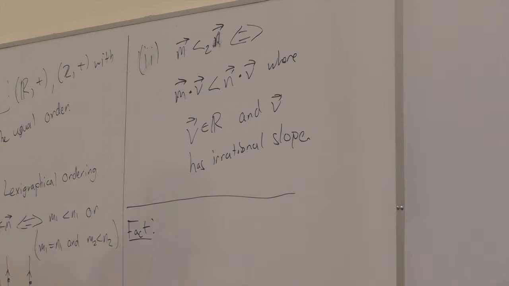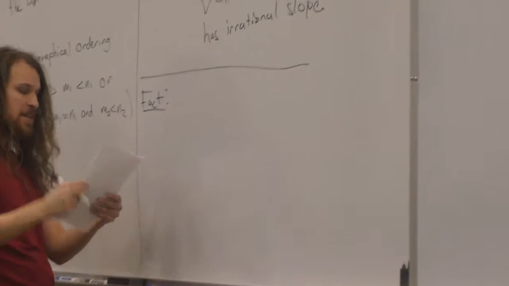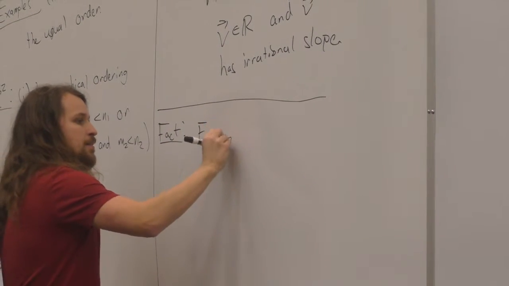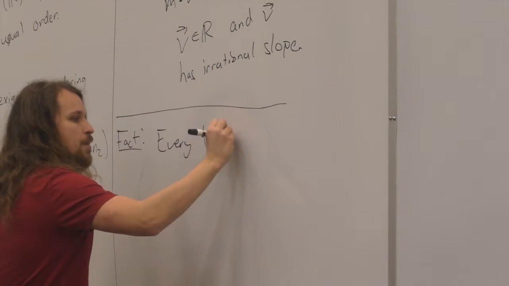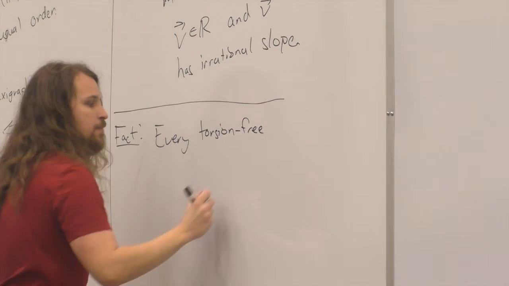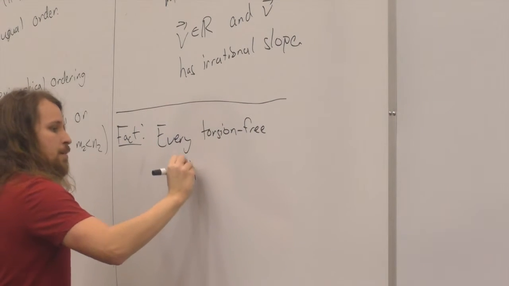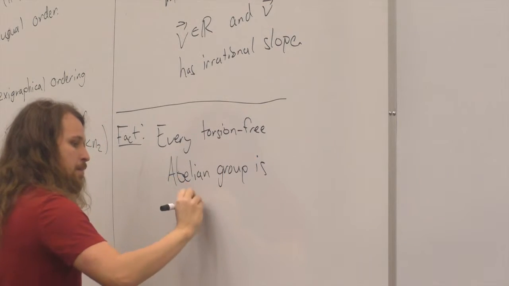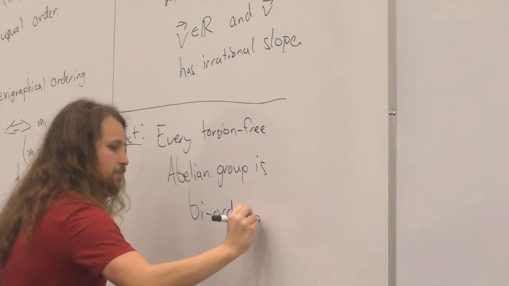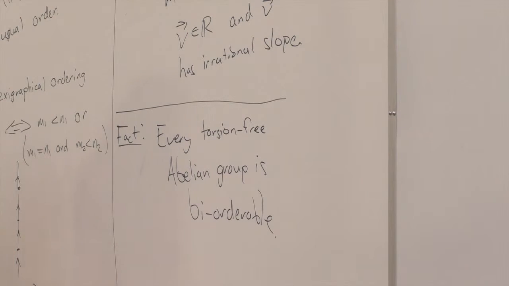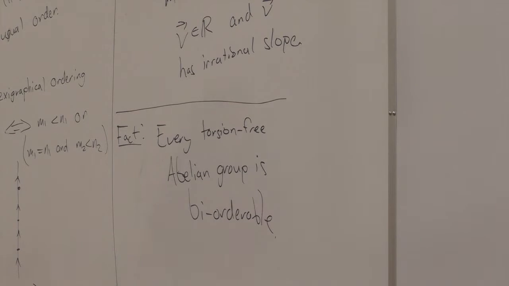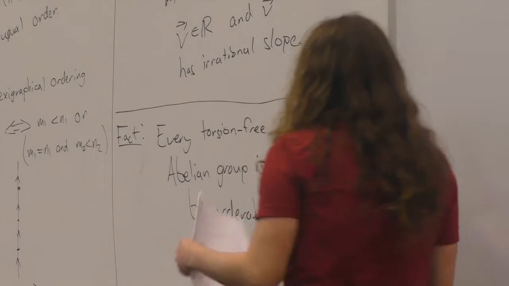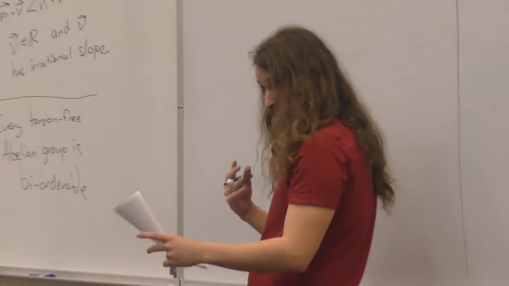So now for a fun fact without proof. Basically, as long as you don't have torsion, if you're abelian, you're bi-orderable. So not too interesting. Now for something that is left orderable but not bi-orderable.